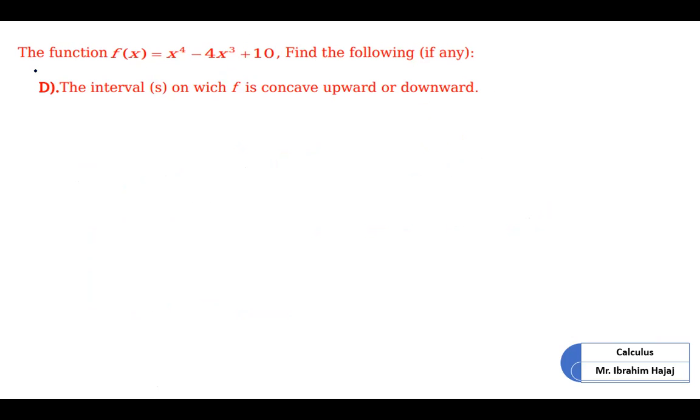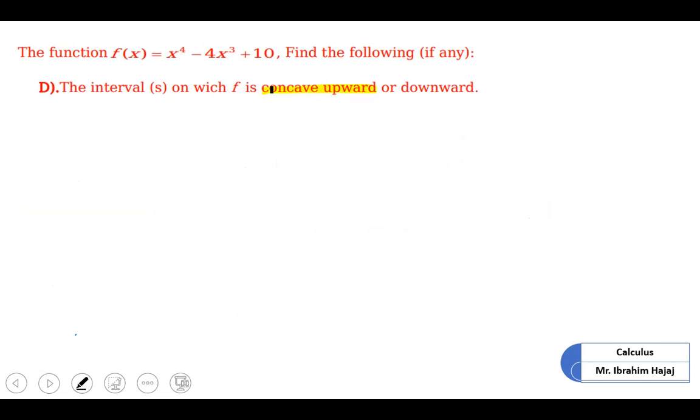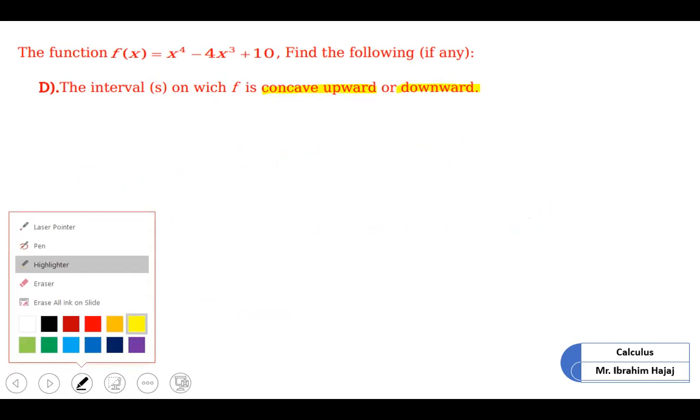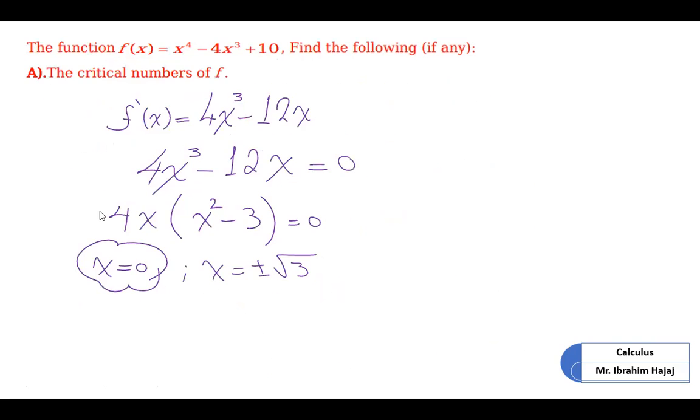Letter D, find the interval or intervals in which f is concave upward or concave downward, concavity. To study the concavity of a function, we have to depend on the second derivative. Okay, so the first derivative, we said it's 4x cubed minus 12x squared, right? Minus 12x squared. Yes, let's move back.